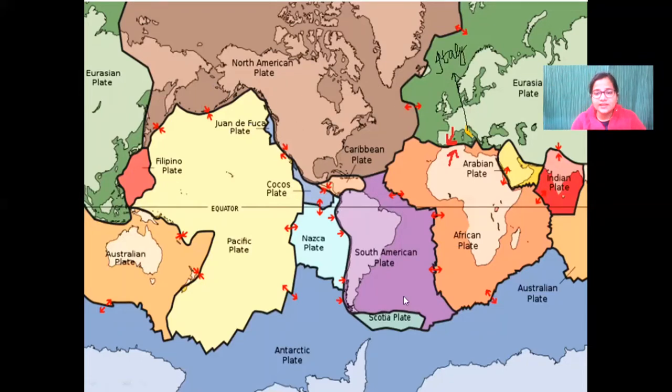Then, in the second instance, look between the African plate and the South American plate. I'm giving you a hint, the orange color plate and the violet color plate. And the arrows are given this side. That means one portion of the plate is moving this side, one portion of the plate is moving this side. They are moving away from each other. So this movement is a divergent plate movement.